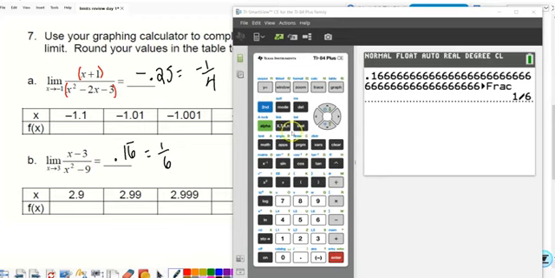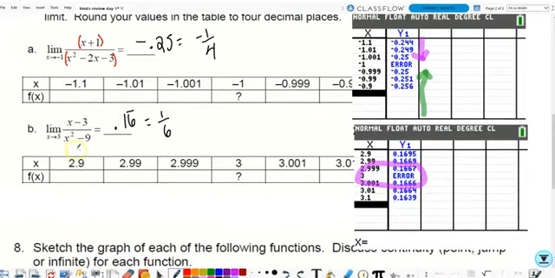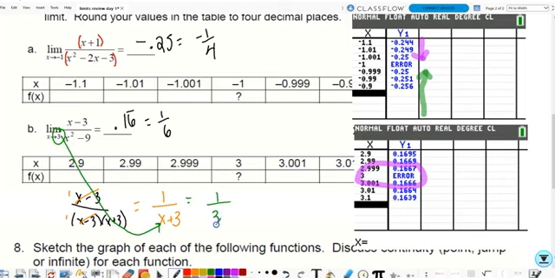This problem actually could have been done with the substitution method. I can factor that denominator to x minus 3, x plus 3. And when I do that, and the x minus 3's divide to 1, I'm left with 1 over x plus 3. So when I take my 3 and substitute in, there's that 1/6 value for the limit.